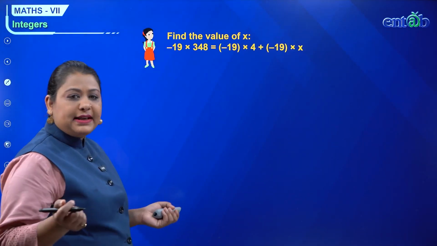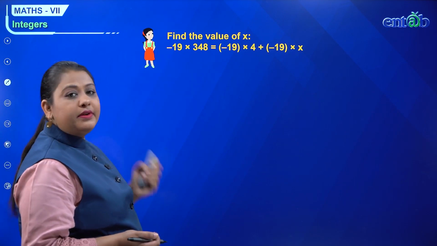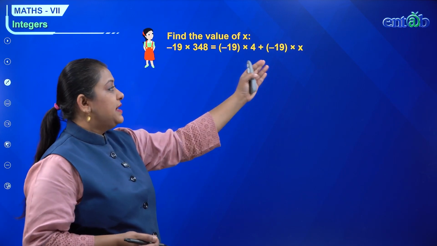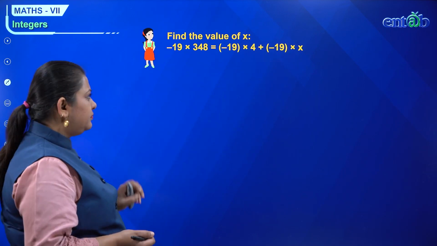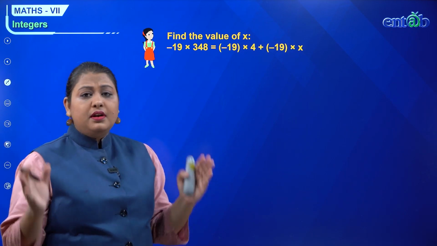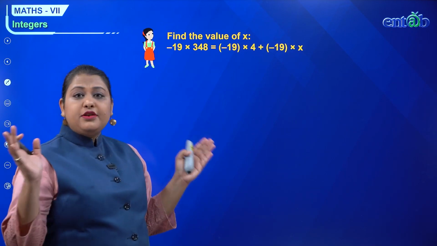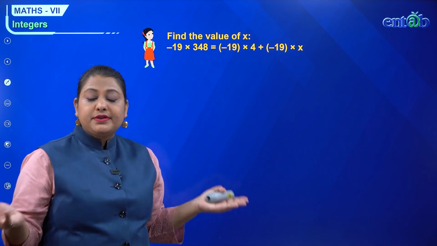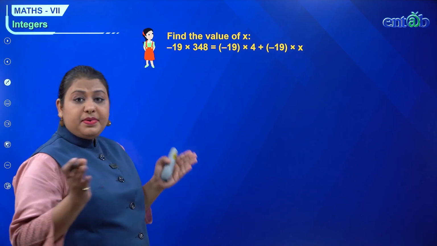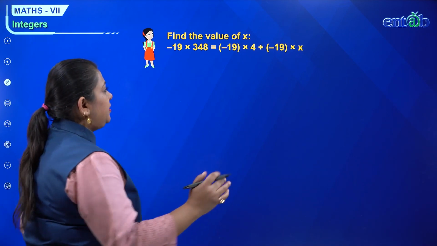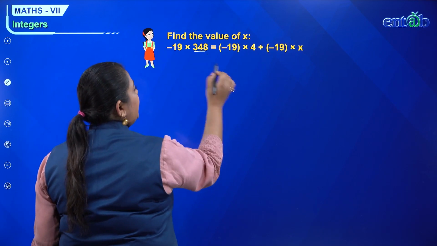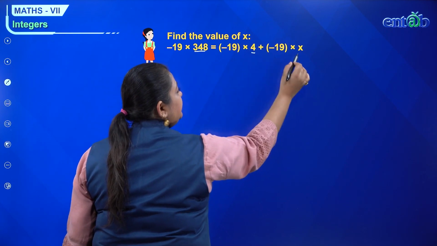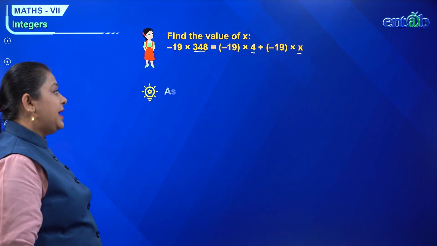Find the value of x. -19 times 348 is equal to -19 times 4 plus -19 times x. By looking at the question, which property of integers can you relate here? What do you think? Which property should we use in order to solve this question? It appears that distributive property is being used here. If you can see, -19 is the same, and 348 is being distributed as 4 and x.